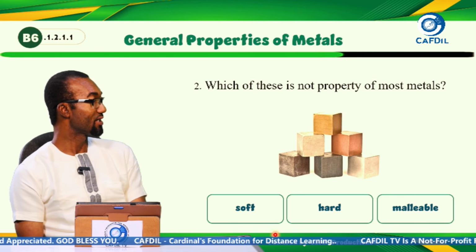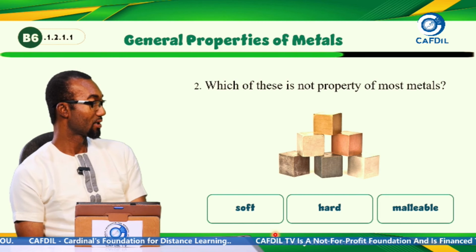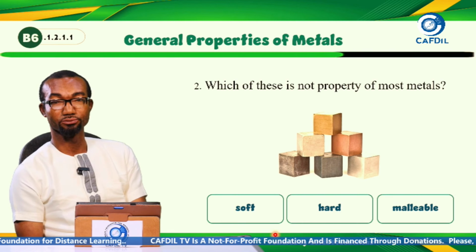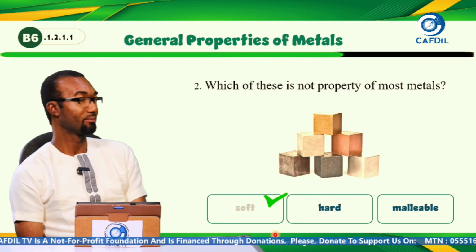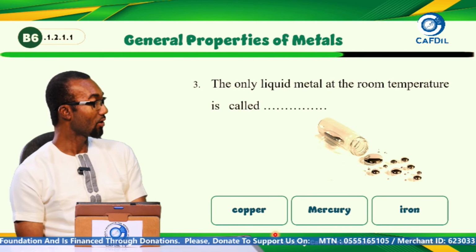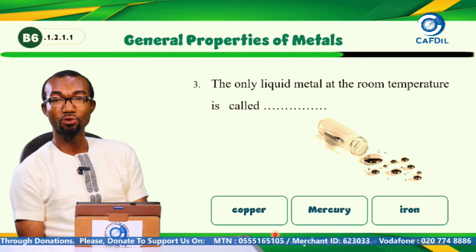2. Which of these is not a property of metals? Soft, hard, malleable. Which of these is not a property of most metals? Good, soft. Metals are hard and strong. They are not soft.